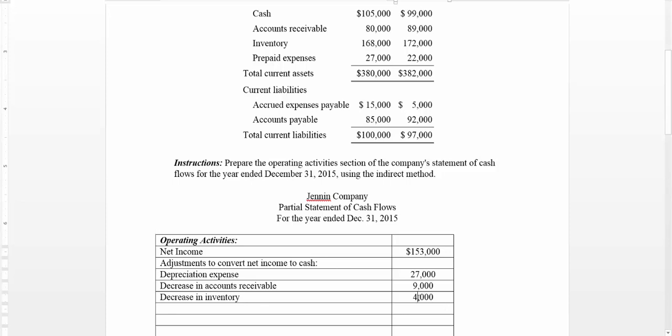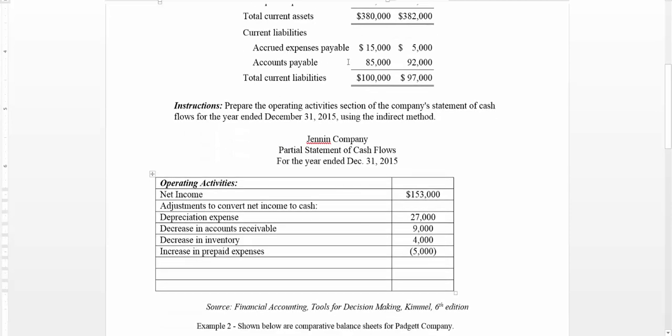Oops, that's $3,000. No, that's $4,000. Okay, and then prepaid expenses went up. So again, we're going to do the opposite. Since they went up, we're going to subtract the difference, which is $5,000. Okay, let's take a look at our current liabilities now.